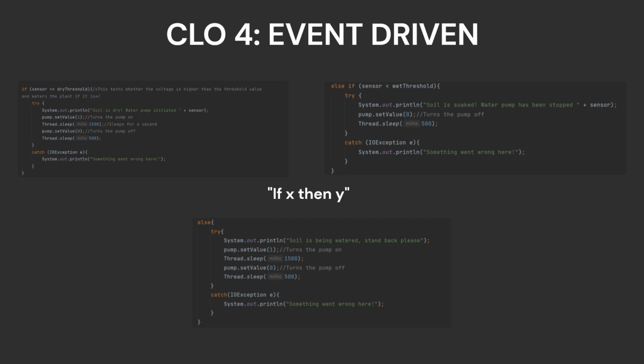From my if statement, it checks to see if my voltage levels are higher than a certain threshold. If this is true, it waters the plant for 1.5 seconds and stops. For my else if, the program checks to see if the soil is moist and continues watering.